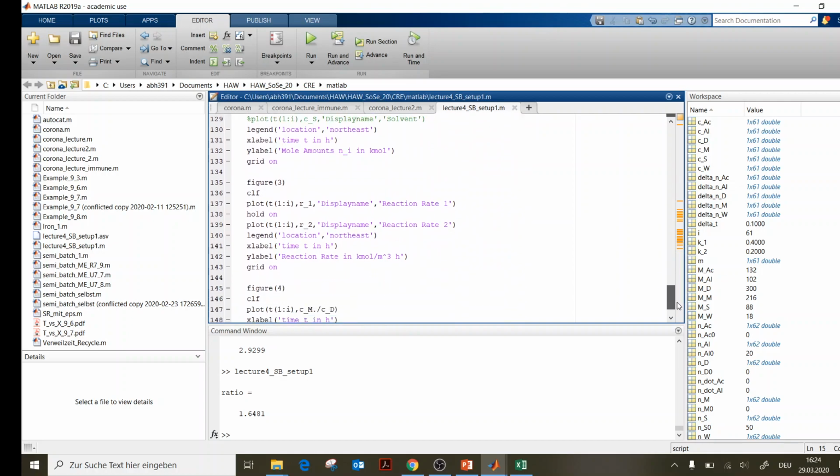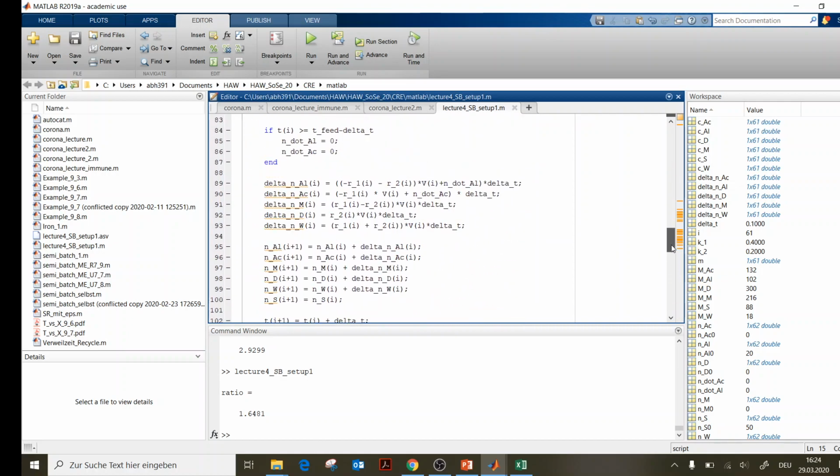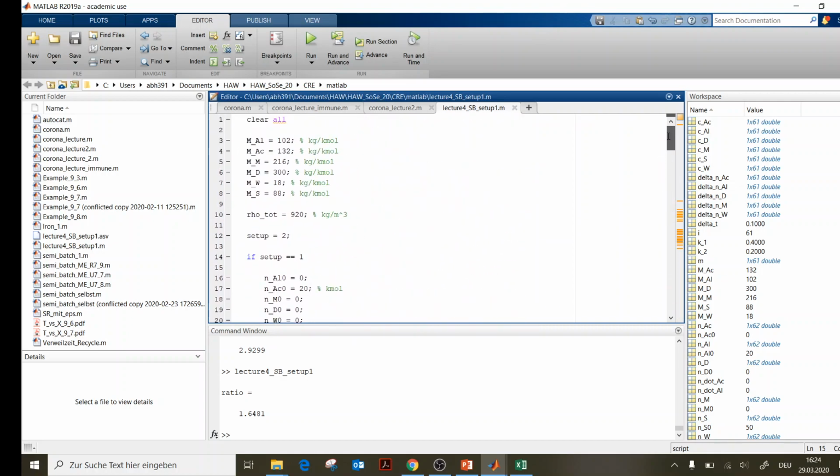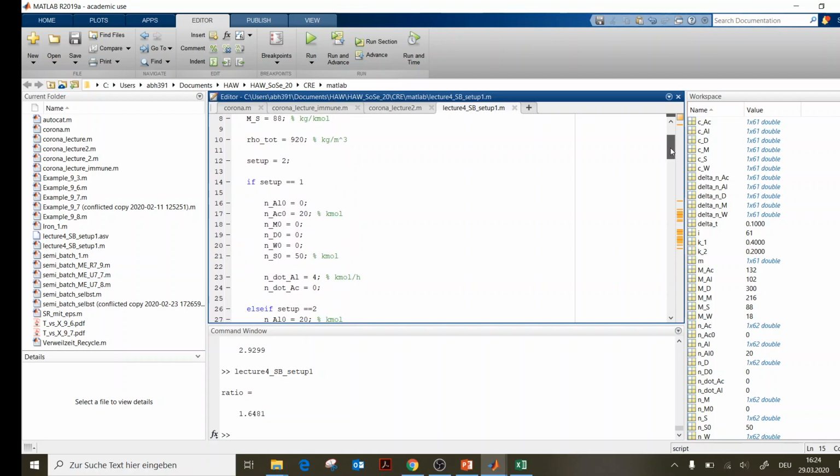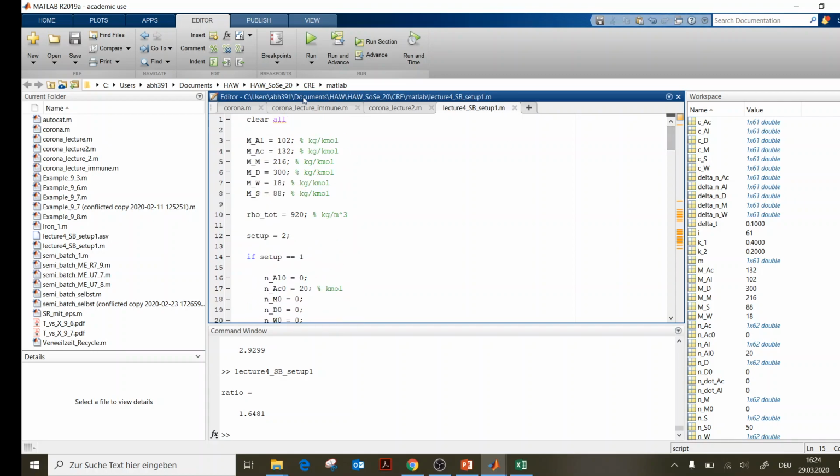I just wanted to show you here how this is working, and I think with this Matlab code you can simulate a semi-batch reactor. Okay, then don't forget to save it, and then basically you're done. Okay, all the best and bye bye.